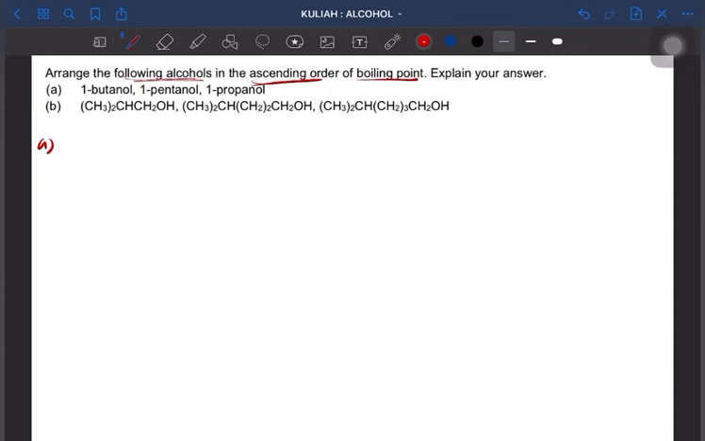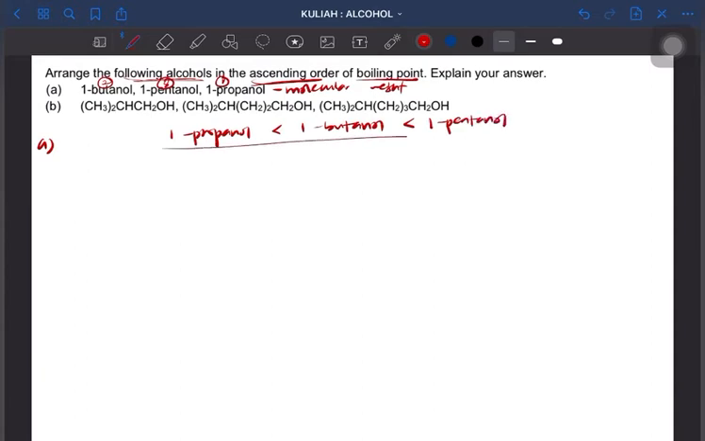Okay, jadi kita boleh tengok dalam faktor molecular weight. So kita nak tengok faktor molecular weight dekat sini. So in this case yang paling sikit dia punya molecular weight is 1 propanol lah. So 1 propanol paling sikit, diikuti dengan 1 butanol and lastly 1 pentanol. So increasing order daripada low boiling point to high boiling point. So kita susun lah. Okay, 1 propanol is less than 1 butanol is less than 1 pentanol. Okay, so this is increasing boiling point. Okay, so now kita nak explain sebab soalan suruh kita explain your answer.